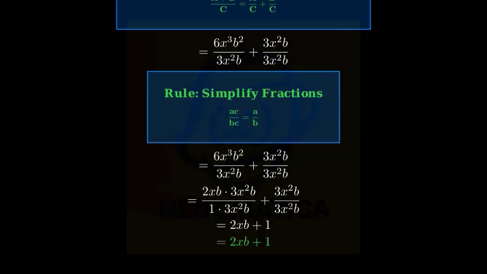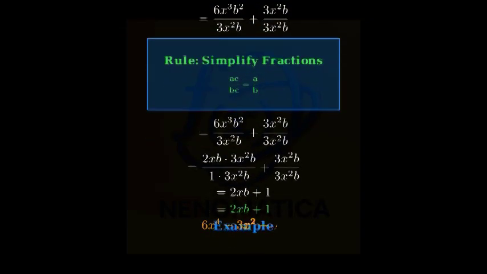For the second fraction, 3x squared b divided by 3x squared b equals 1, since any number divided by itself is 1. Therefore, our final answer is 2xb plus 1. Now, let's look at our second example.